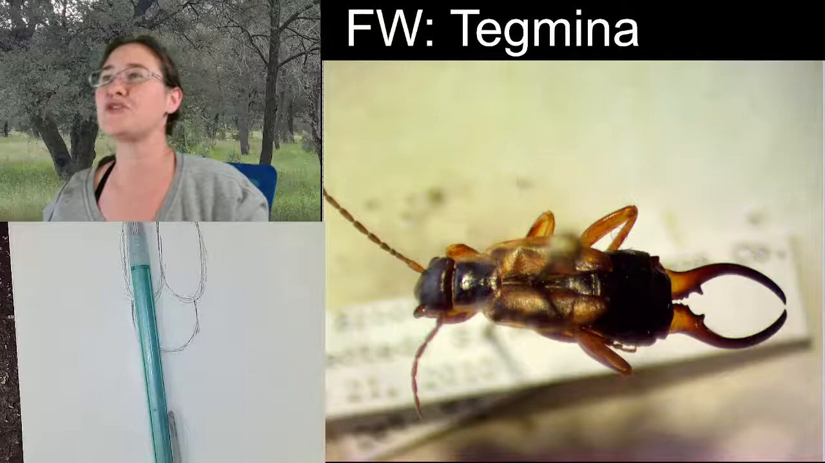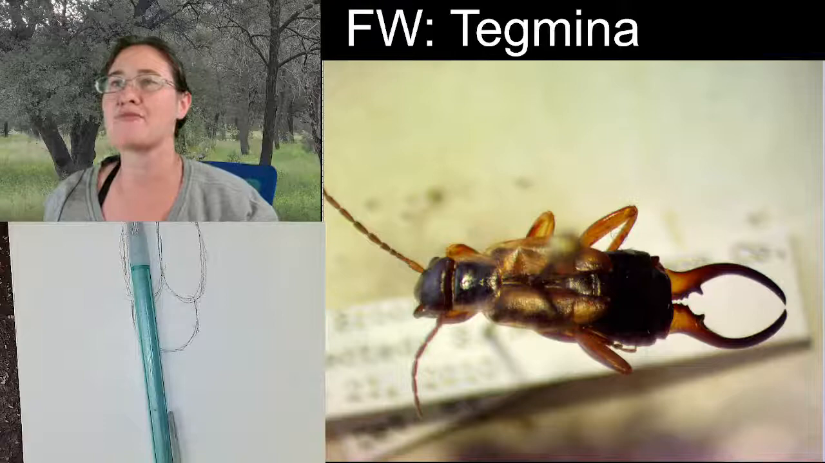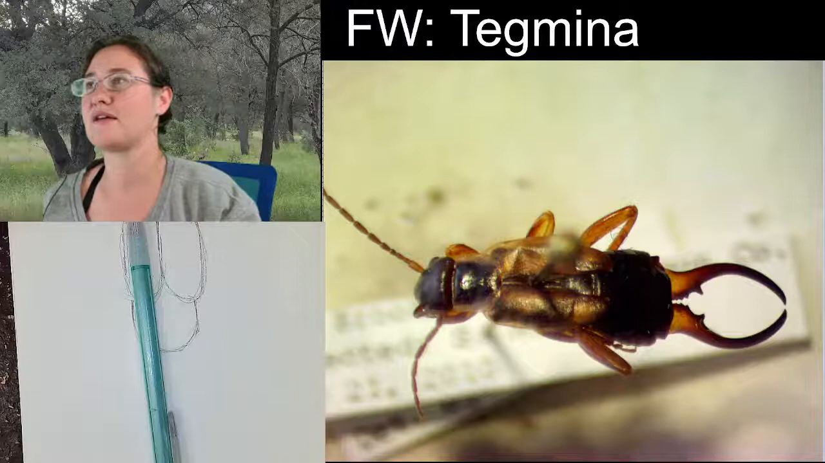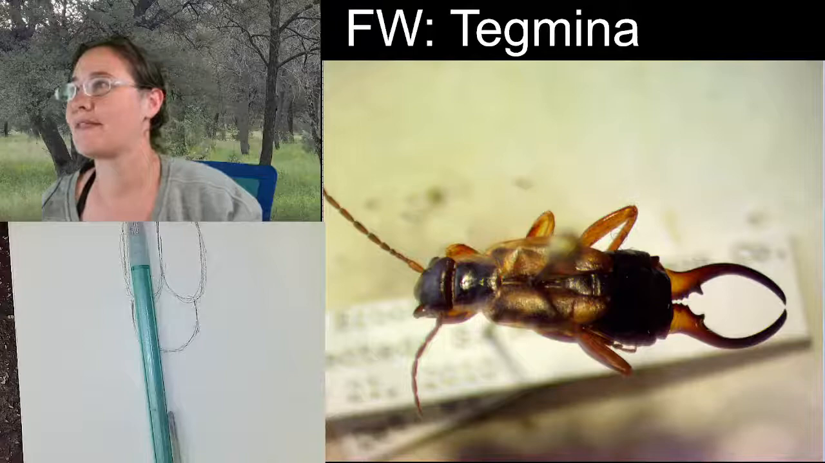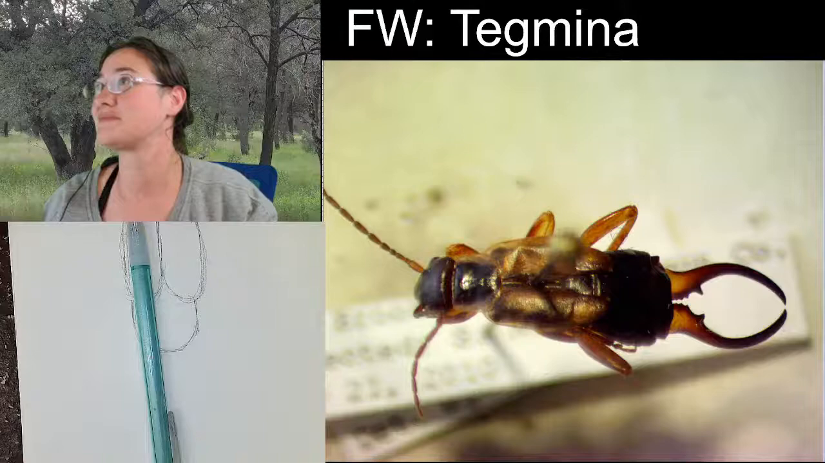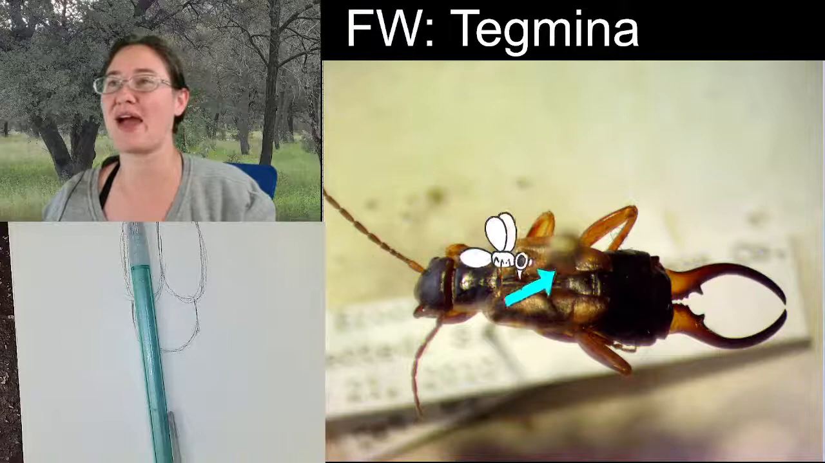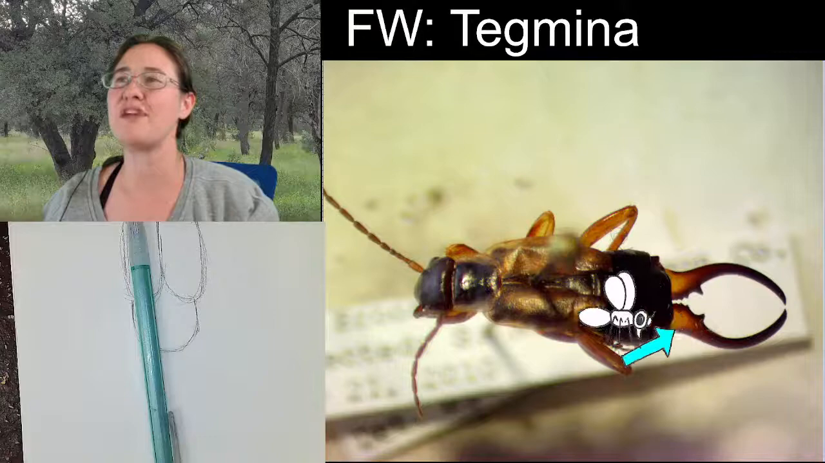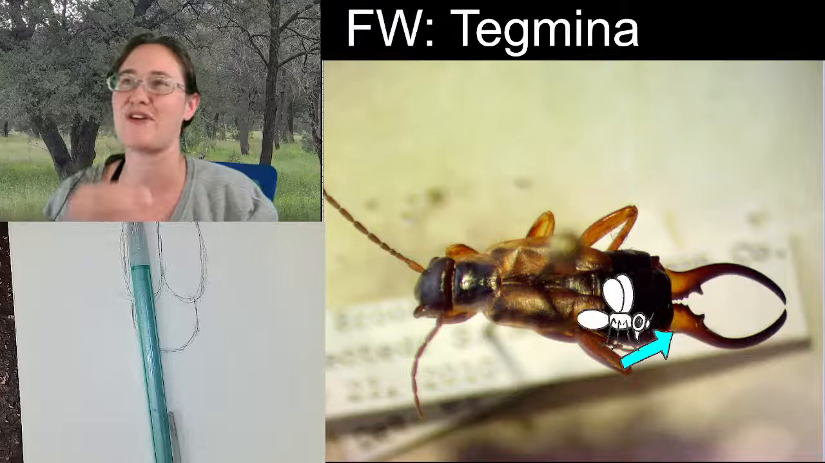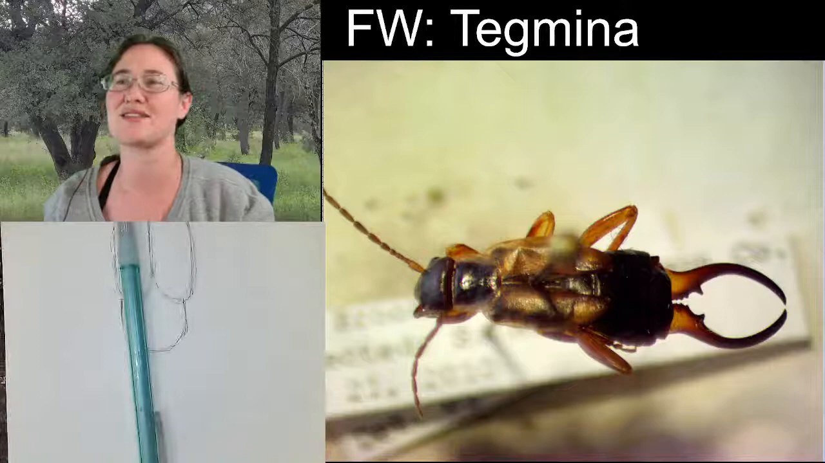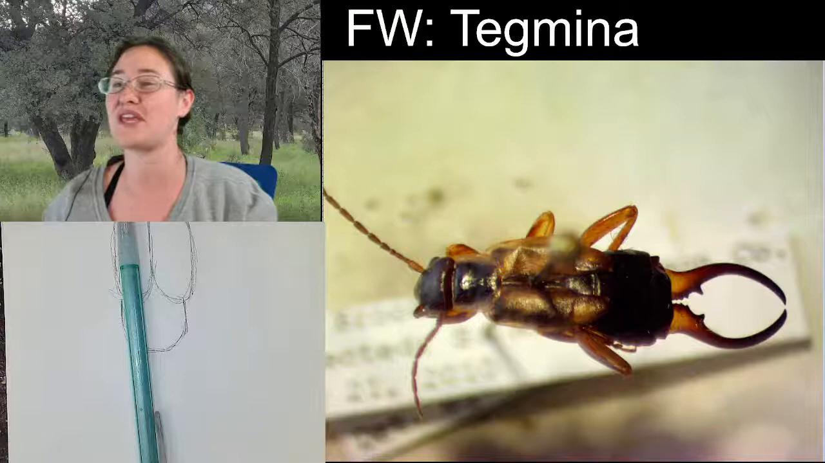Now, I do believe that you can tell the difference, males versus females, depending on their cerci. There we go. So this one is a male. Male earwigs are going to have these very rounded cerci. And then female earwigs, their cerci are kind of straight and pointed, and they fit together. So the next time you're rolling over logs or flipping and looking under rocks and things like that, go ahead and look at the back of the earwigs, and that will help you determine male versus female.